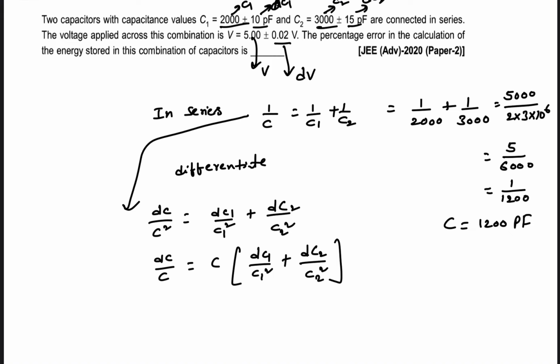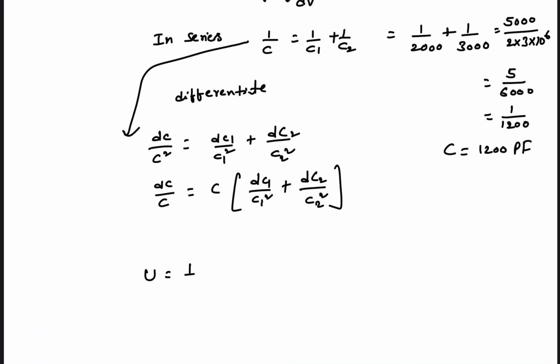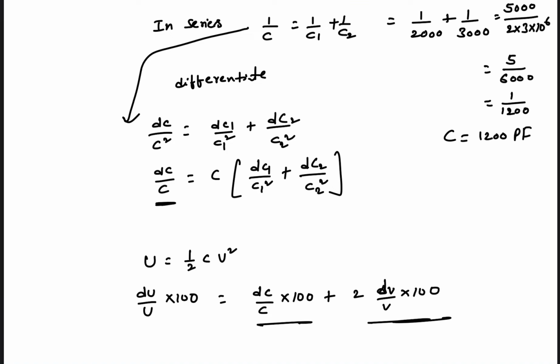I am not doing that now. Voltage also is given. This is V, and the error in voltage is given, dV value is 0.02. For the percentage error in calculation of energy stored in the combination of capacitors, U is equal to half into C into V square. Now you can write dU by U into 100. They are asking percentage error only. dU by U into 100 is equal to dC by C into 100 plus 2 into dV by V into 100.